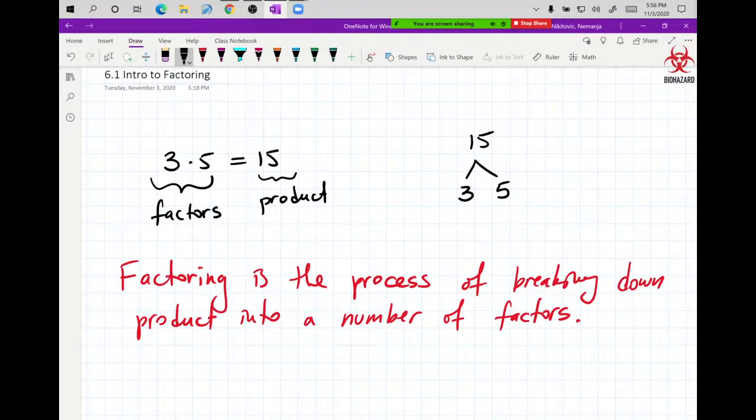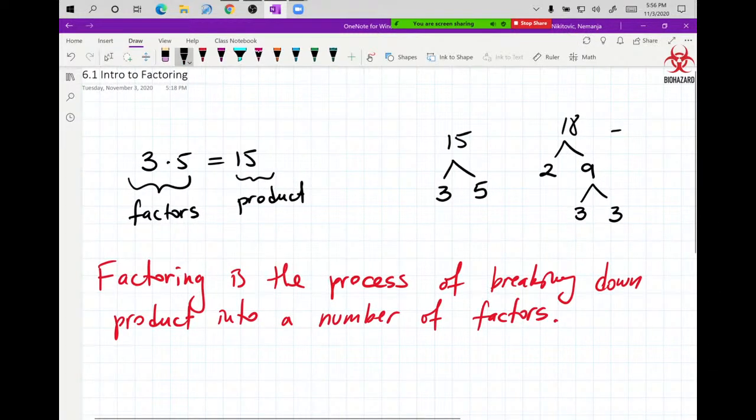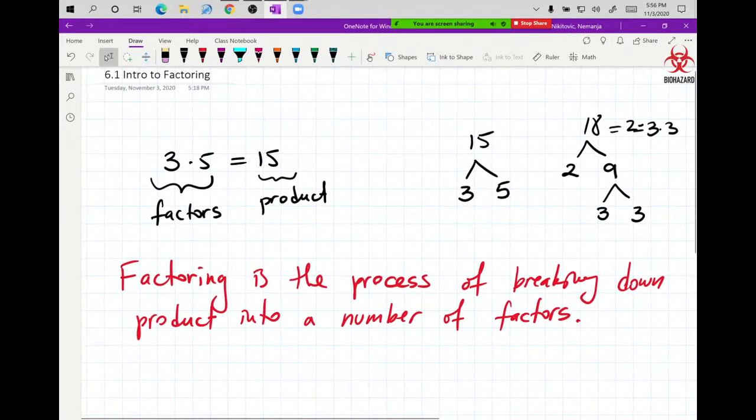If you take a look at, let's say, number 18, you can break that into 2 times 9, and then 9 breaks into 3 times 3. So 18 is 2 times 3 times 3. That's what 18 is. So it has 3 factors. Well, 15 had 2 factors. So you can have 2 or 3 or 17 factors. Depends on how complicated the problem is.